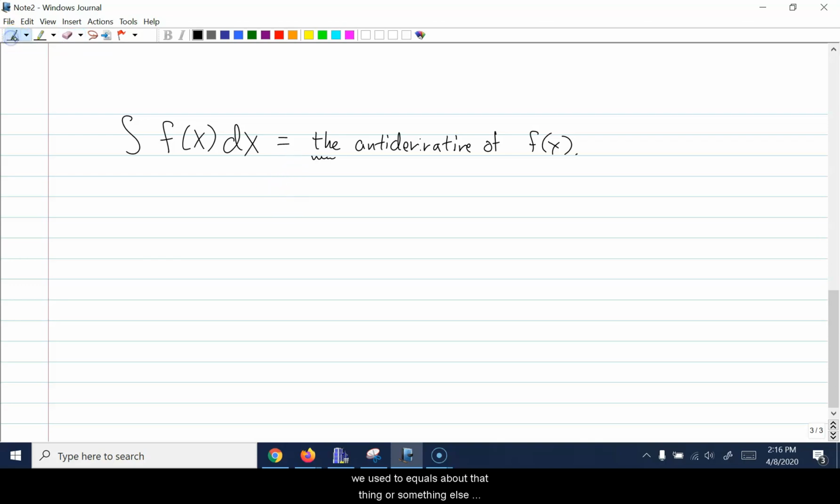So instead of saying that the integral of f of x is the antiderivative of f of x, we say that it is all antiderivatives of f of x. And we'll say what that means in a second.